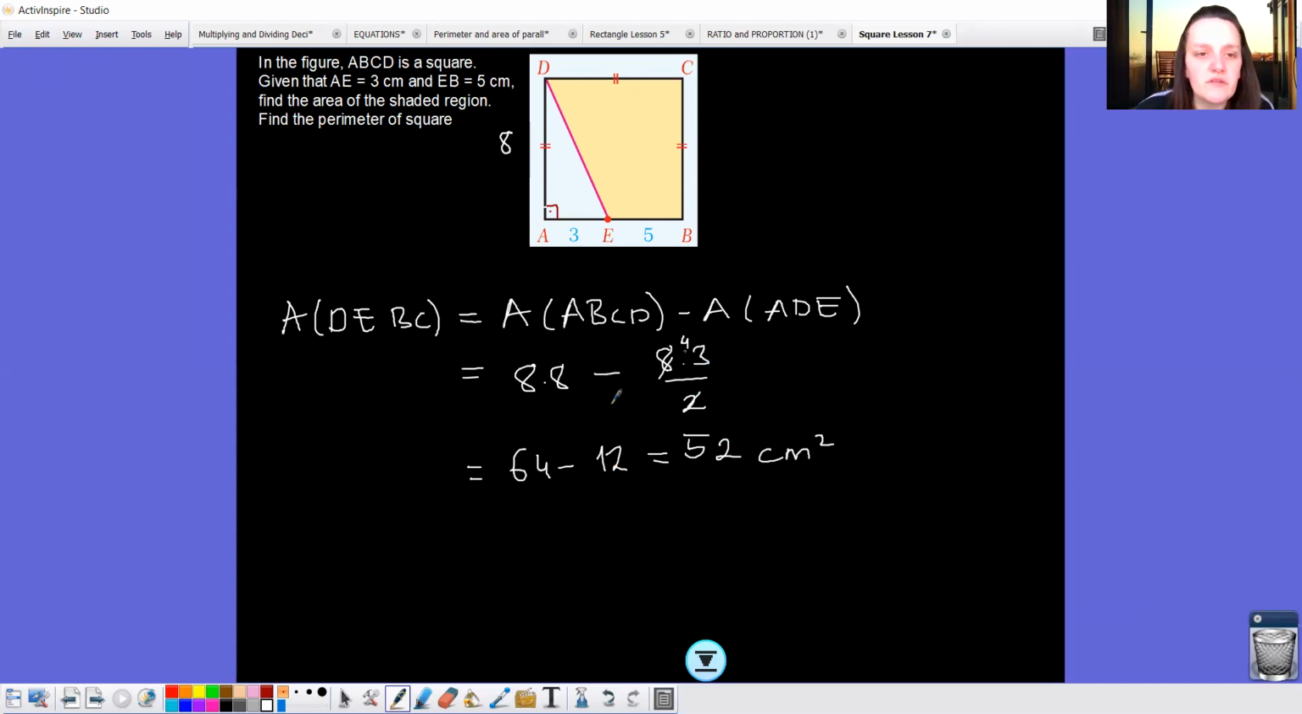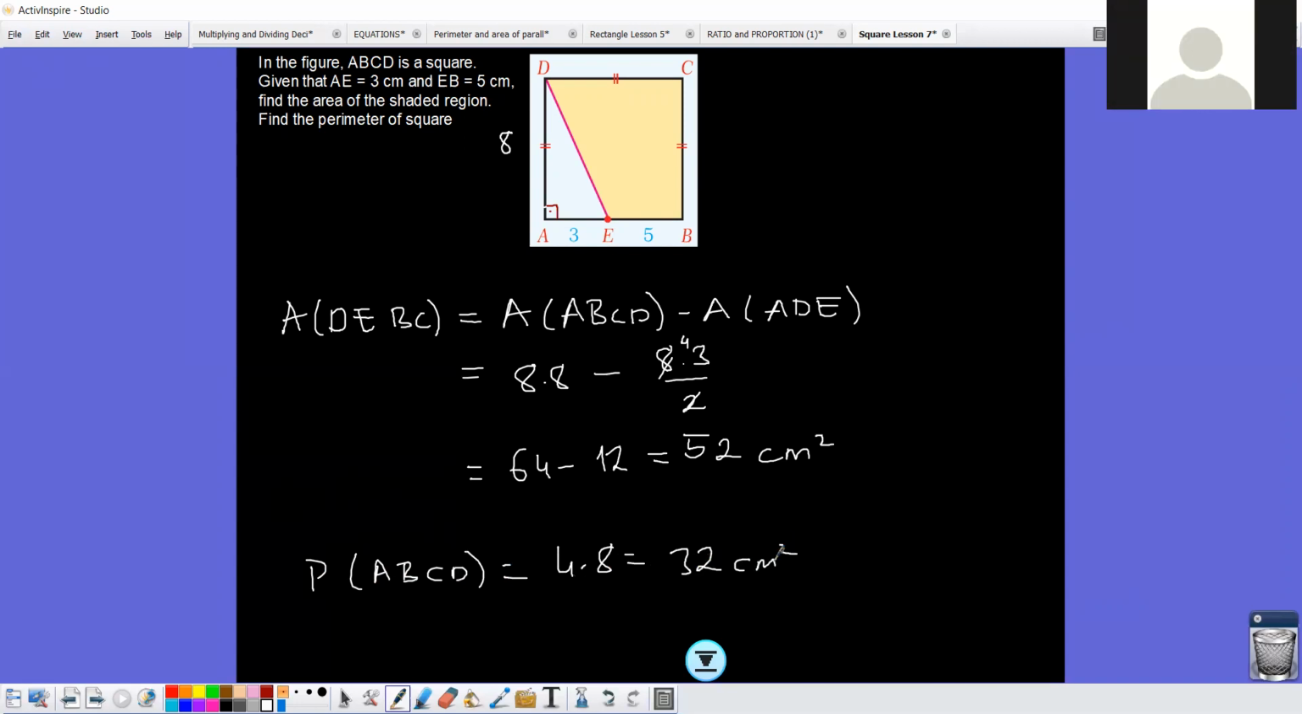The perimeter? What will be the perimeter of the square? 4a, which is 4 times 8, it is 32 centimeters. Teacher, why do we do 4 times 8? Because the perimeter of a square is the sum of its four sides. We should find the whole perimeter of the square, not this one.